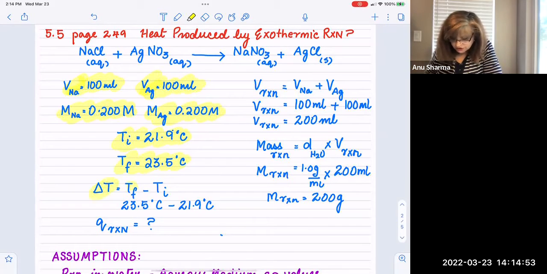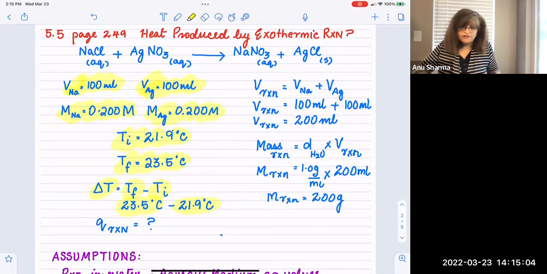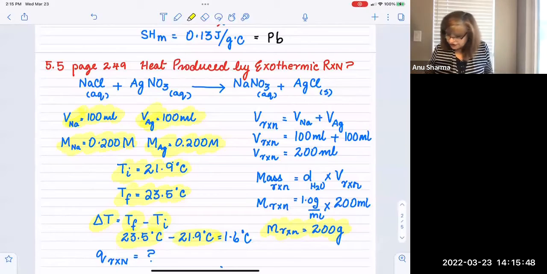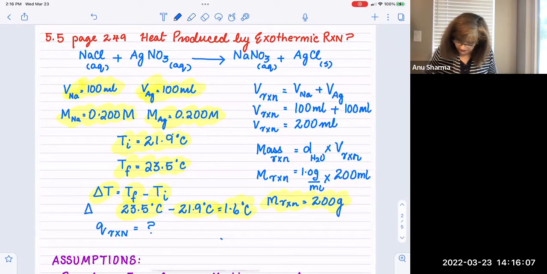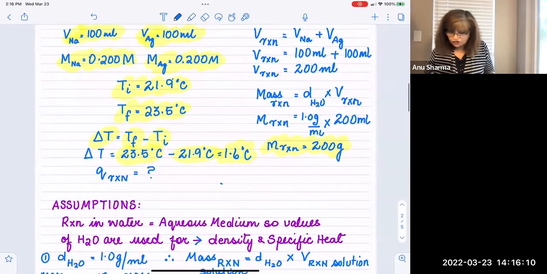So the change in temperature is T final minus T initial. So you have 23.5 degrees Celsius minus 21.9 degrees Celsius, and that gives the value of 1.6 degrees Celsius. Since the final temperature is a bigger number than the initial temperature, that means heat is released. It's an exothermic reaction, and delta T, the change in temperature, is a positive number. So what is the heat of this reaction, the Q of this reaction?